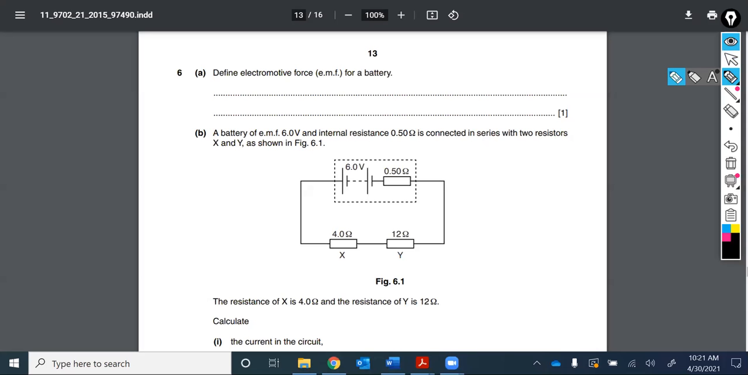All right, this question says, define electromotive force, e.m.f, for a battery. So we want to first think about e.m.f as a voltage. In general, what is voltage? It's the energy per charge. But for a battery, e.m.f is different than PD.